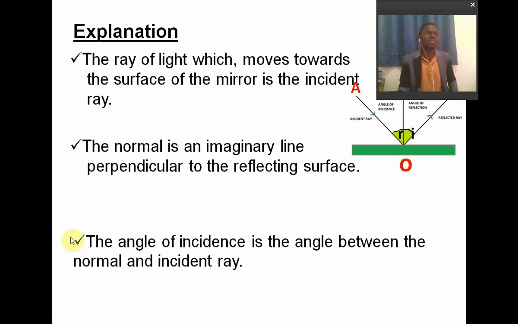Let's go on. Then we are also saying that the angle of incidence is the angle between the normal and the incident ray. The angle of incidence, this angle here, is the angle between the normal and the incident ray.